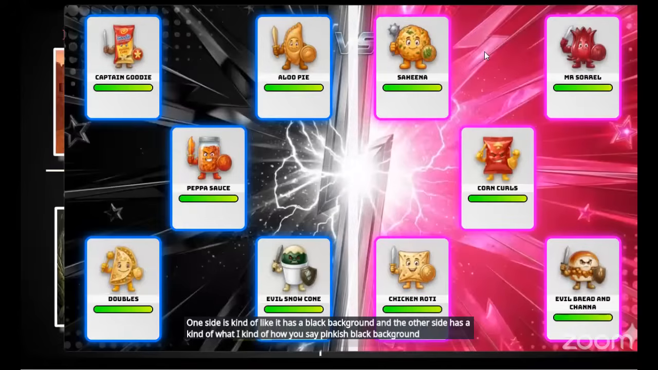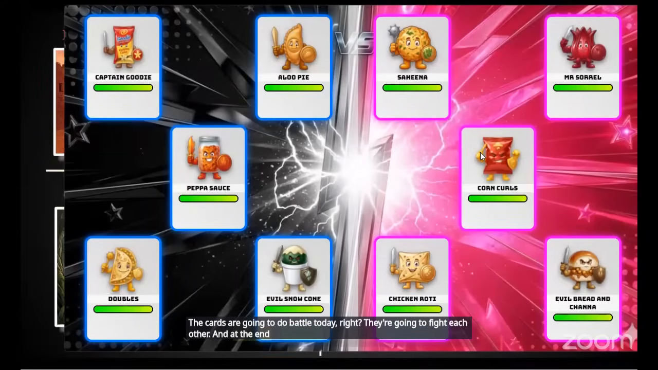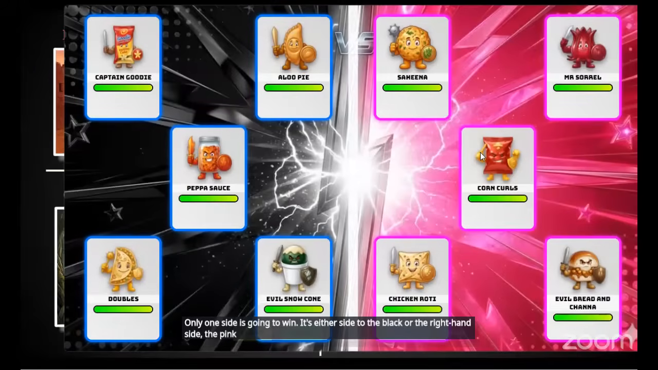The cards are going to do battle today. They're going to fight each other. And at the end of the day, only one side is going to win. It's either the side to the left, the black side, or the right-hand side, the pink side. Now, keep this in mind.